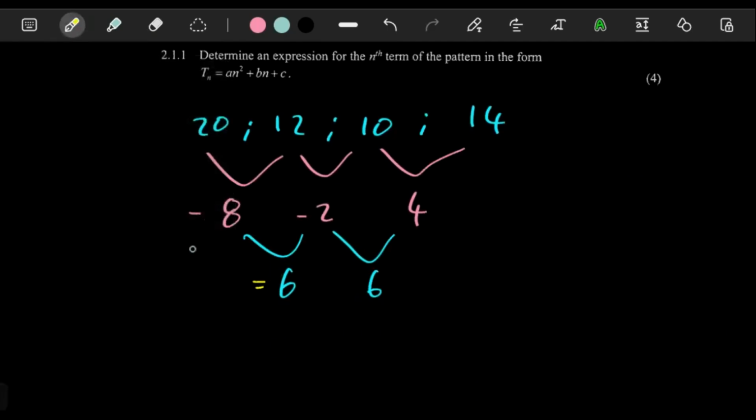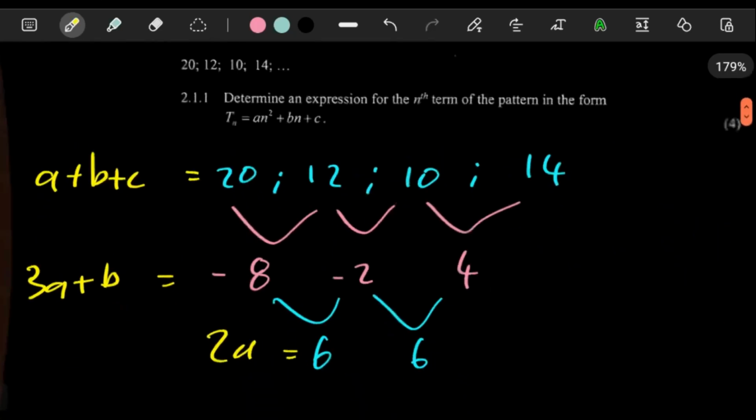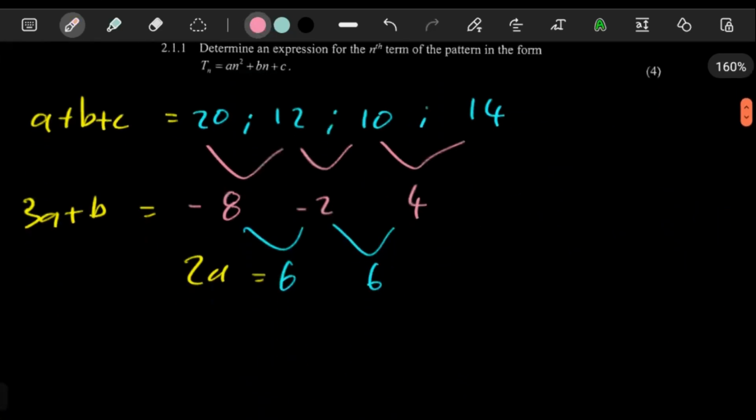The very bottom here, you make it equal to 2a. This you make it equal to 3a plus b. This you make it equal to a plus b plus c. Because if they're going to need you to get this equation, you have to get a, b, and c. To get a, b, and c, you start from the bottom. 2a is equal to 6 is what you solve first. So obviously you divide by 2 on both sides. A is going to be 3.